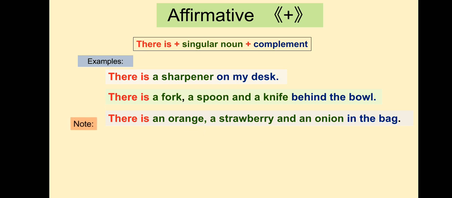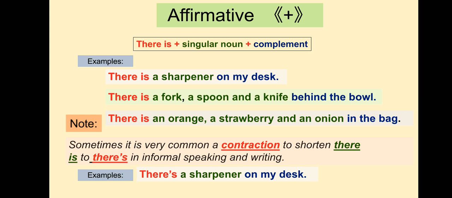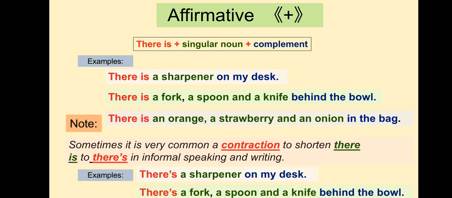Note, you can see here that sometimes it's very common to use a contraction to shorten there is to there's in informal speaking and writing. For example, there's a sharpener on my desk. Instead of saying there is a sharpener, you say there's a sharpener because you're using the contracted way. There's a fork, a spoon, and a knife behind the bowl.